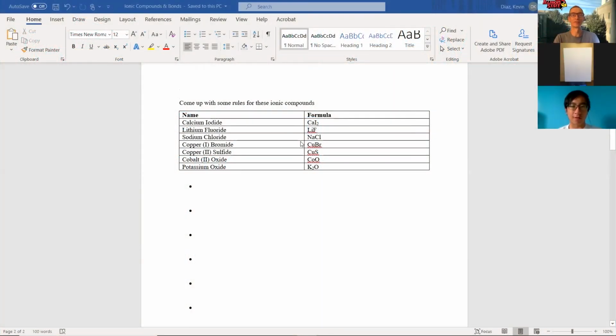We're going to talk about ionic compounds, and today I'm the one with the document on camera. These are all legitimate ionic compounds, and with this list, we are going to come up with some rules on the naming of ionic compounds, perhaps any important observations about ionic compounds, and how the chemical formula works.